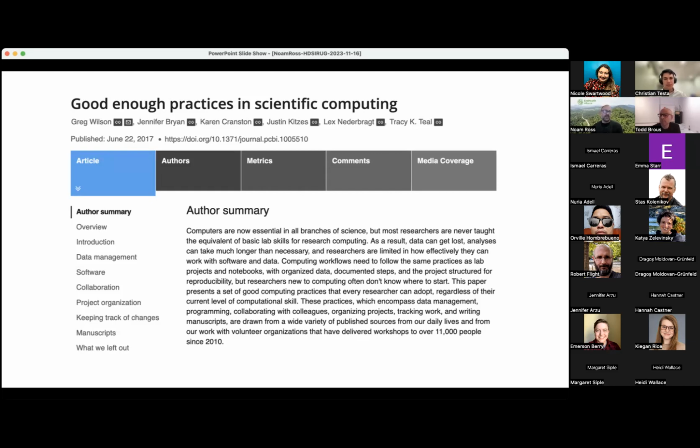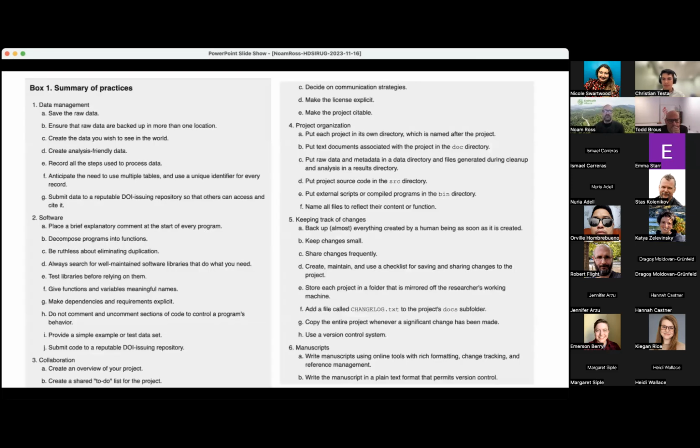And they actually wrote many versions of this over the past decade, but a good representation of it is this paper that's in PLOS Computational Biology called Good Enough Practices in Scientific Computing. Good Enough Practices in Scientific Computing is really a set of basic guidelines for how people should pursue their project management and their research approaches so that their work is ultimately FAIR. So FAIR is findable, accessible, interoperable, and reproducible.